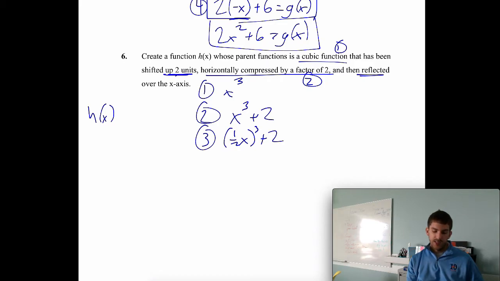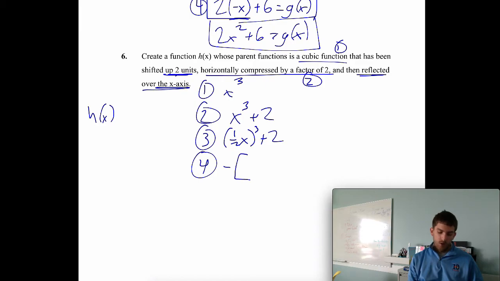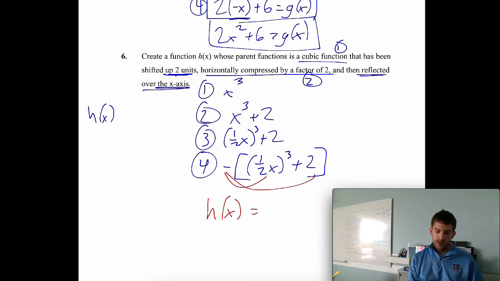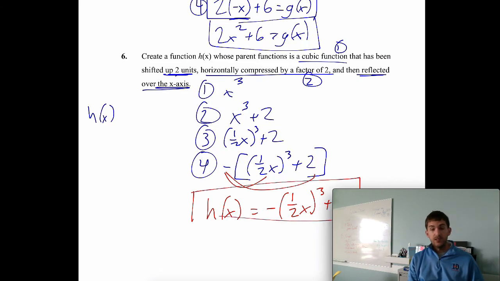And the last part says, then reflected over the x-axis. Reflecting over the x-axis means you're flipping everything over. You're going to take the opposite of everything. So in general, it would be the opposite of that whole thing, the 1/2 x to the third plus 2. We can make that a little cleaner by distributing the negative to both of those pieces, which gives us h of x equals negative 1/2 x to the third minus 2. I would say that's probably the answer I'd be looking for.